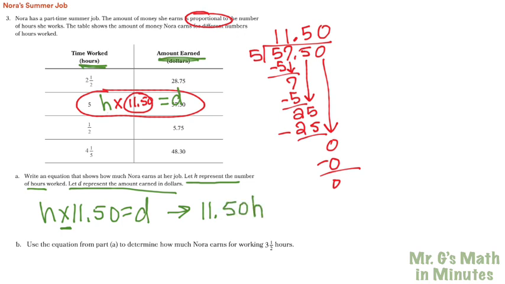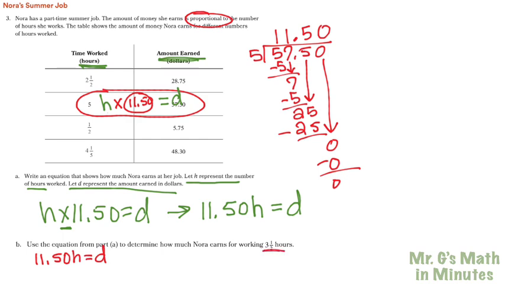That means we're doing 11.50 times H, and that gives us our amount of dollars. Then part B says to use the equation from part A to determine how much Nora earns for working 3.5 hours. So I normally rewrite my equation, but I'll go ahead and just do it. We had 11.50 H is equal to the amount of dollars. And now they're telling us that the hours we should plug in is 3.5.